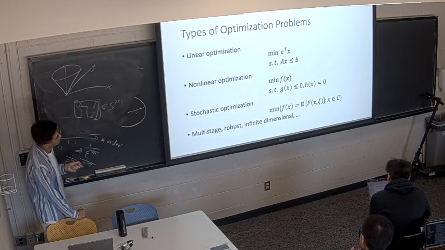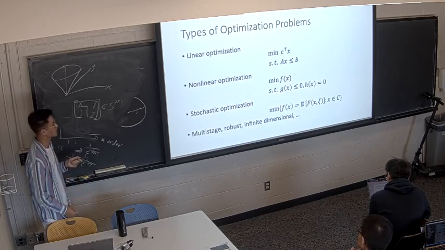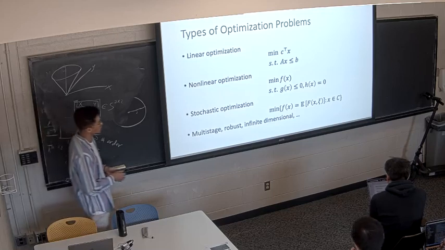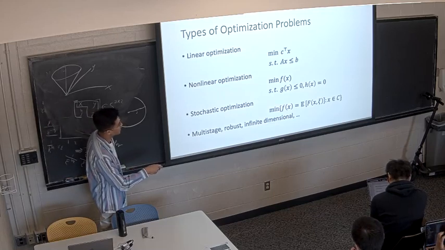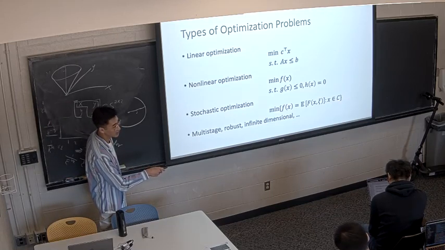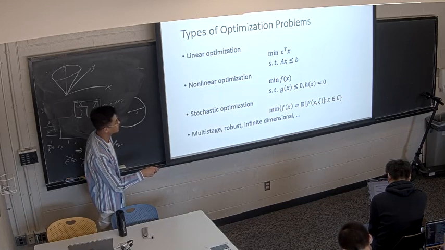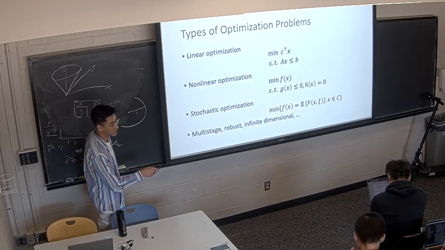Another interesting type of optimization, which is also a focus of this class, is stochastic optimization. So you again want to minimize some function f in the set C. But this f is not something very simple. It has the form of expectation.